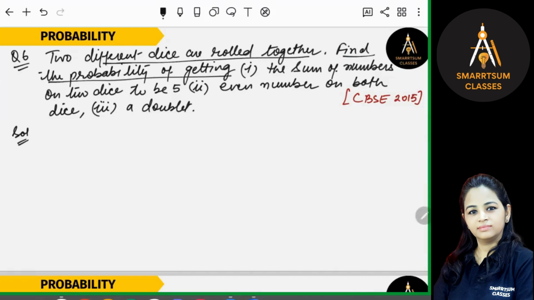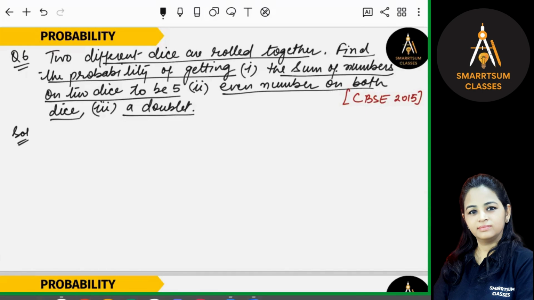Find the probability of getting the first part. You have to find the probability that the sum of the numbers on the two dice is 5. Then in the second part, you have to find the probability that an even number will come on both the dice. And in the third part, you have to find the probability that it will be a doublet, right? A double number, the same number on both the dice.